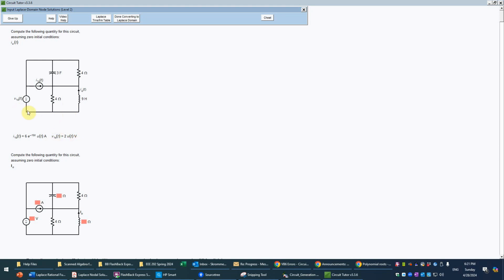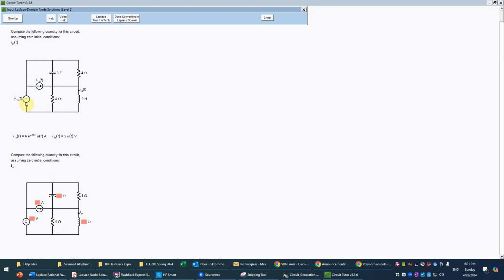And we have sources with the current source that actually has an exponential function of time, and then a step function voltage source. So our first task is going to be to convert this time domain circuit, where we have farads and henries and time, into a Laplace domain circuit, where we will have only ohms and functions of S, and time will not be present.